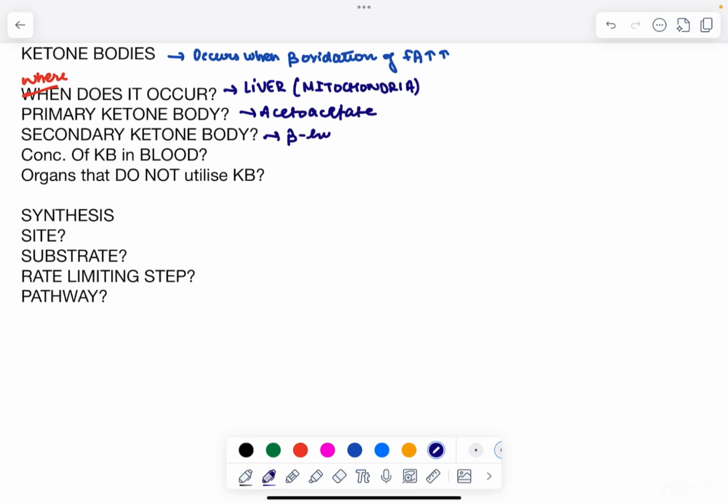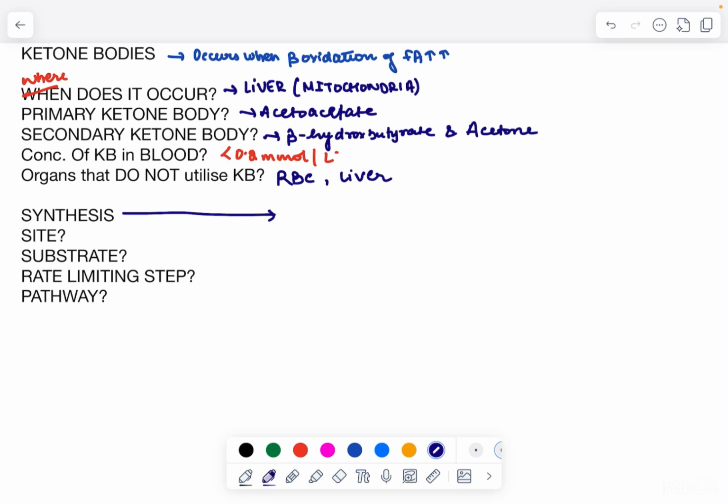Then the secondary ketone bodies are two: beta hydroxybutyrate and acetone. Then the concentration of ketone bodies in blood is always less than 0.2 millimole per liter. All right. Then organs that do not utilize ketone bodies are RBC and liver. All right, then coming on to the synthesis.